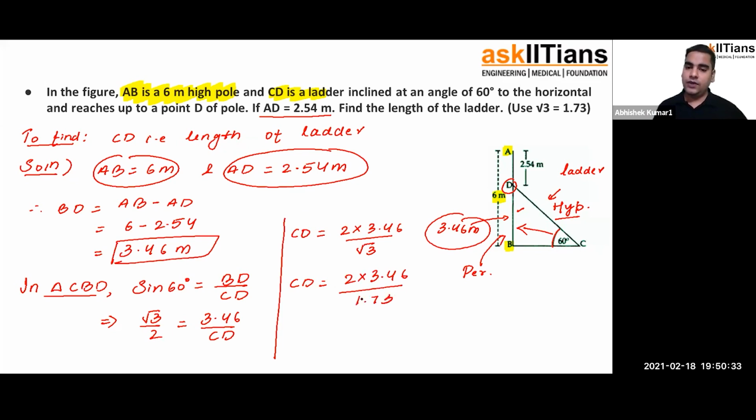Right? This 1.73 is going to cancel this 3.46 two times. So you will have CD equal to 2 into 2 meter. That means you are going to have 4 meter. So this 4 meter is the length of the ladder that we are talking about. Is that clear? So the value of CD, which is representing the length of the ladder, is equal to 4 meter, nothing else. I hope it is clear to everyone. Please go through it and ask me if you have any doubt in this problem.